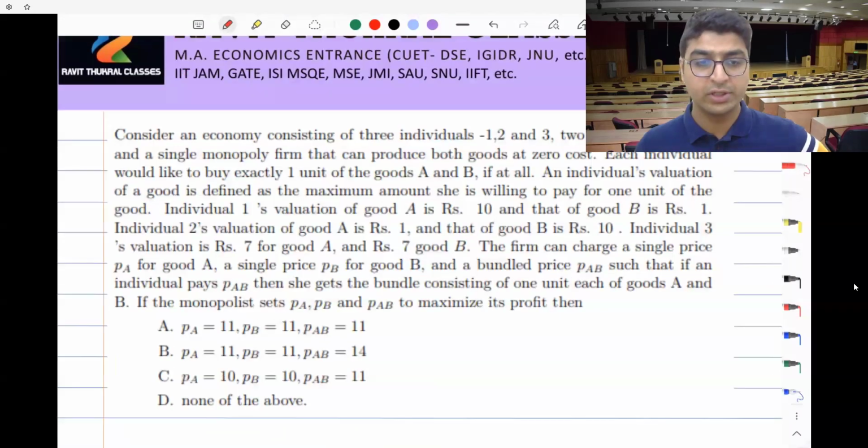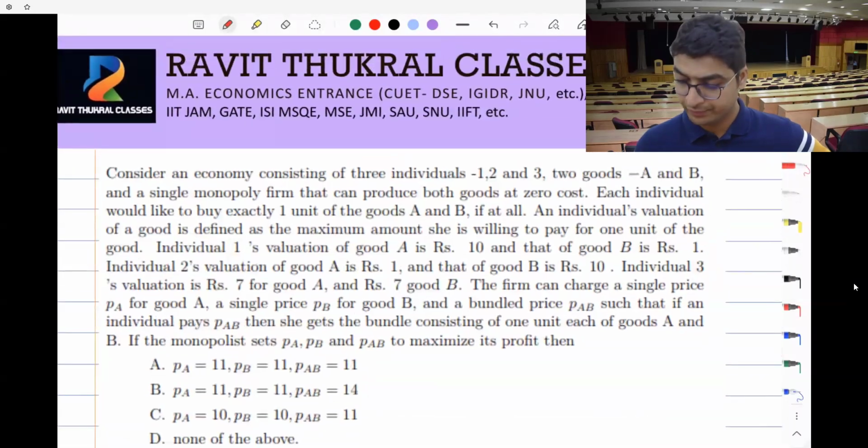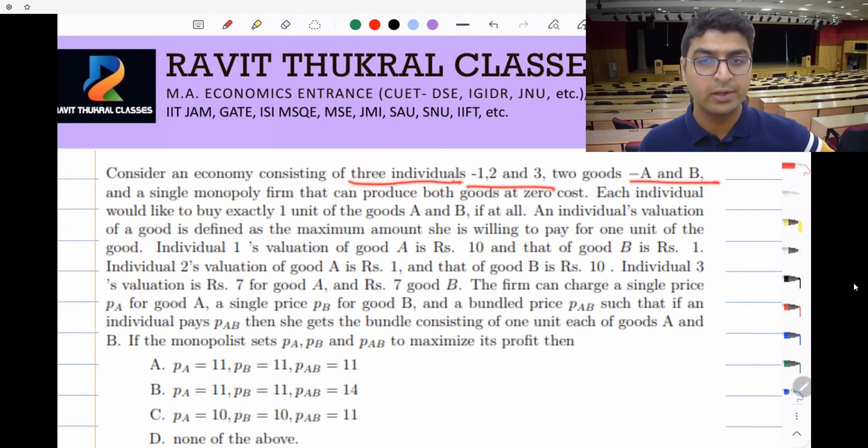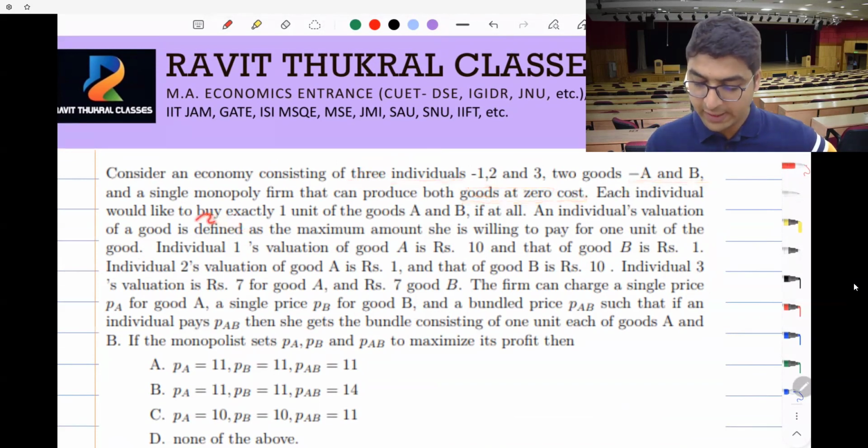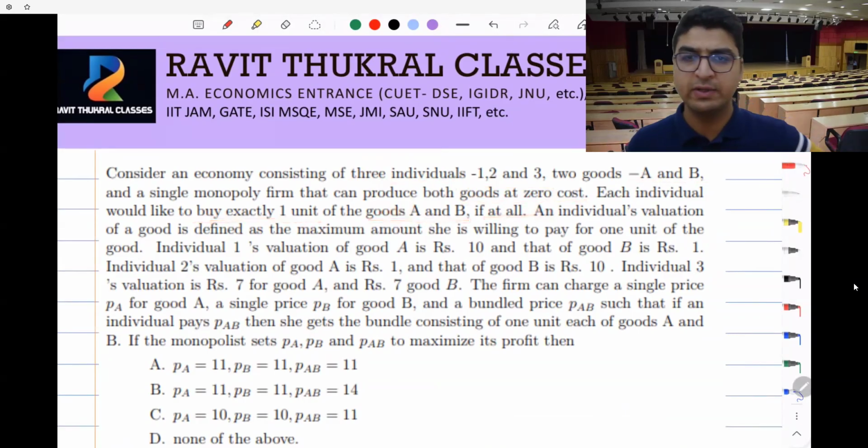Here it is. This question is again from ISI 2019. Let's see this one. You can pause this, try it on your own, and then check the solution. We have three individuals, one, two, three. We have two goods, A and B. ठीक है, सिंगल मोनोपोली फर्म है, and it has the cost of zero for producing both the goods. ठीक है, each individual would like to buy exactly 1 unit of good A and B if they want to. मतलब at max they will purchase one, so they can either purchase zero or one.